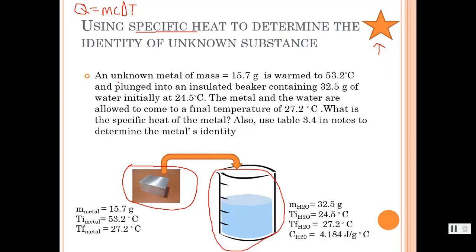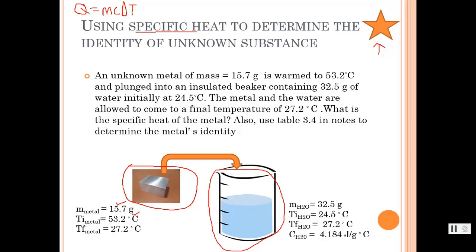So what I have done here on this slide is I've written out the problem, and with word problems, I like to write down the variables and the measurements I'm given to organize the data. I also like to draw a picture, my crude cartoon here. So in this problem, we have an unknown metal block of mass 15.7 grams. It's warmed to 53.2 degrees Celsius, so it has an initial temperature of 53.2.